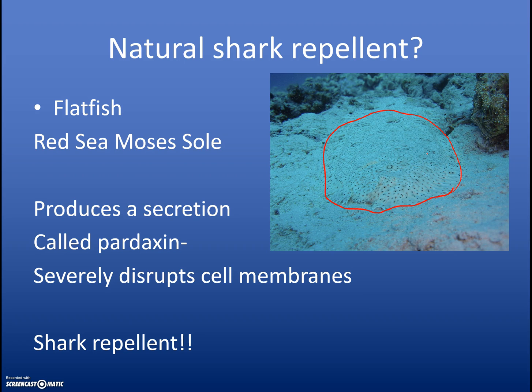So just to review that, marine animals do not have the protein keratin like we have in our skin, so their cell membranes are not as protected. And so when the flatfish secretes the pardaxin, it makes the marine animal, in this case a shark, feel very uncomfortable, and so it repels it and the shark will swim away, versus actually feeding on the flatfish.